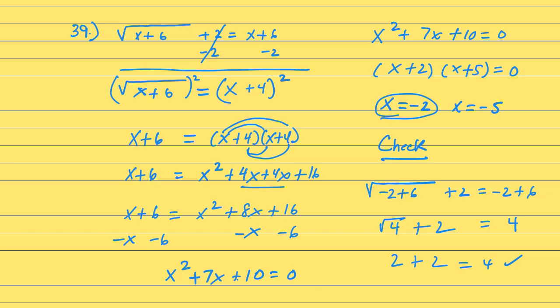So now I'm running out of room, so we're going to try negative 5, and I'm going to try to squeeze it here. We have the square root of negative 5 plus 6 plus 2. So it's actually the square root of 1 plus 2, which should give us 3. Now, if you look at the right side, it's negative 5 plus 6 because it's x plus 6. And that gives you 1.